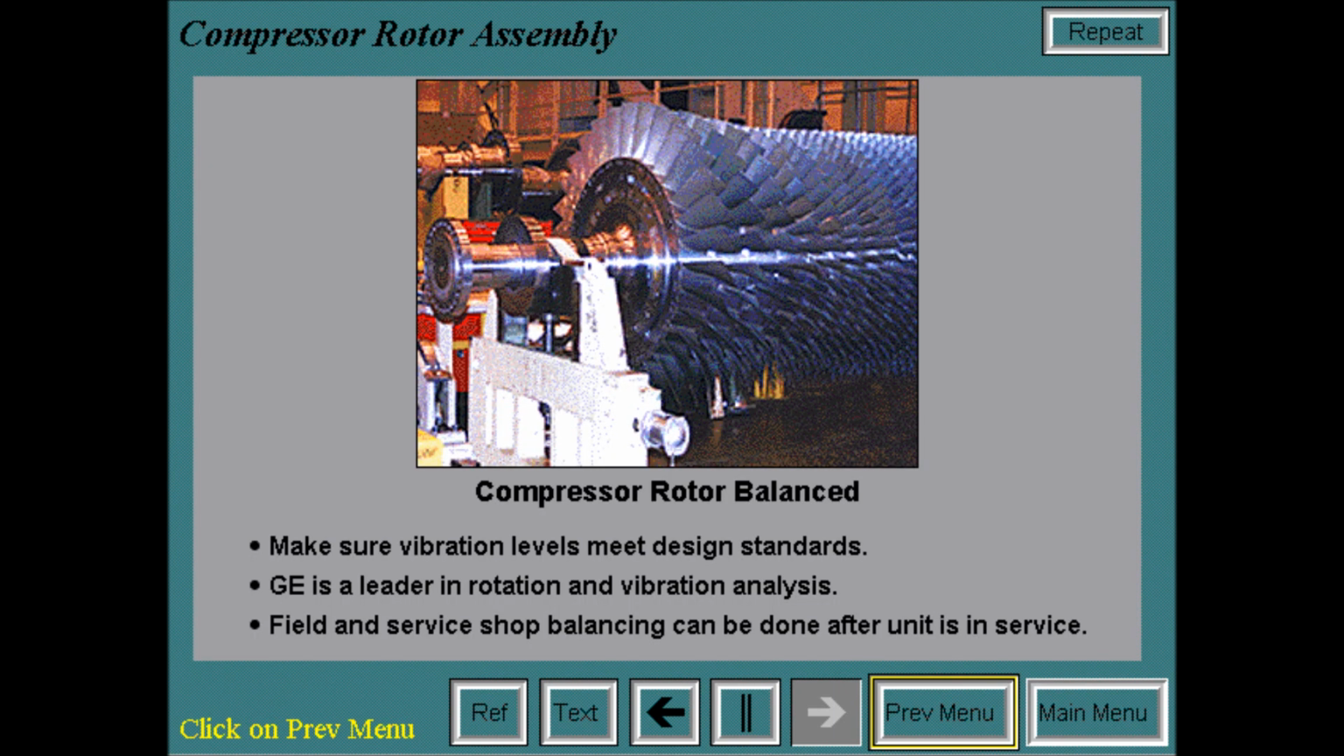Once the compressor rotor is assembled, it is slow speed balanced to make sure vibration levels meet design standards. GE is a leader in rotating equipment and vibration analysis. Also, field and service shop balancing can be done after the unit is in service.